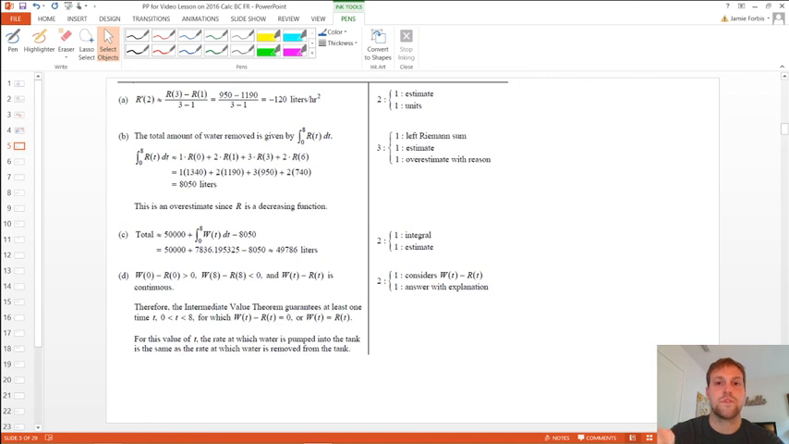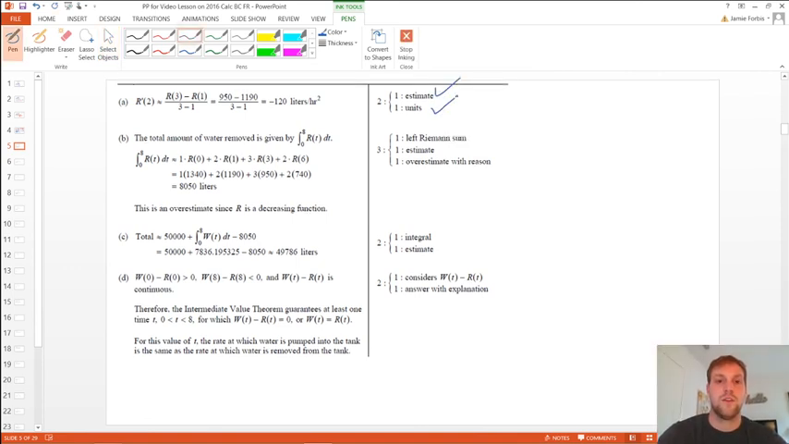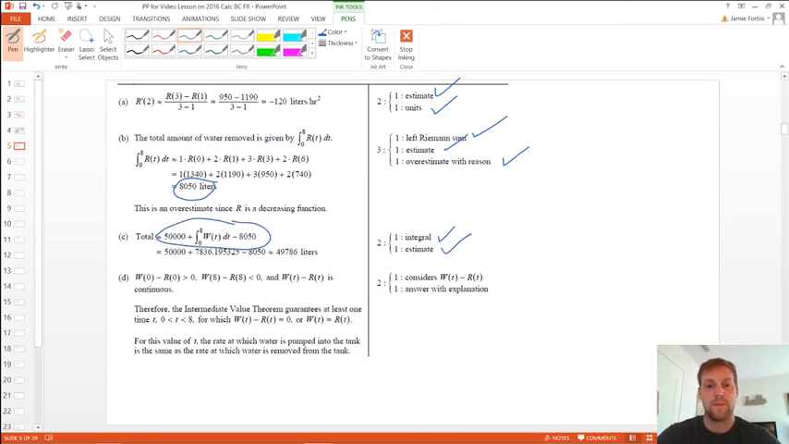Here's the answer key. So part A, we got the estimate and we got the units. We did the left Riemann sum and we got the estimate to be 8050, and we got the overestimate with the reason. It just pretty much states that it's an overestimate. C, we got the correct integral set up, so our three values there, and we got our estimate. D, we considered the fact that we're doing W of t minus R of t, and answer with explanation. So we only got 2 points for D, even though we had a lot of conceptual knowledge there.